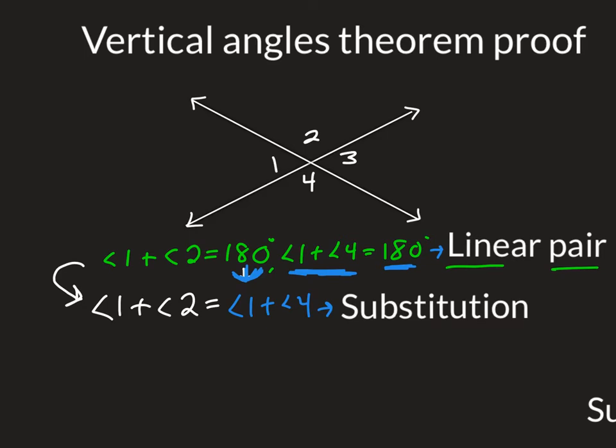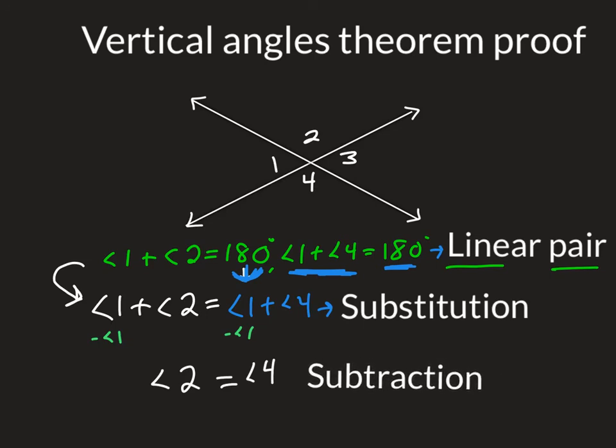All right, and we're actually quite close. This is a short proof. When I look at both the left side and the right side, I see that they both have an angle 1. So I'm just going to subtract angle 1 from both sides. If I subtract angle 1 from the left side, I have angle 2. When I subtract angle 1 from the right side, I have angle 4. And so what I'm left with is that angle 2 and angle 4 are equivalent. What did I do to get from the previous step to the last step? I subtracted. So my reason is subtraction.